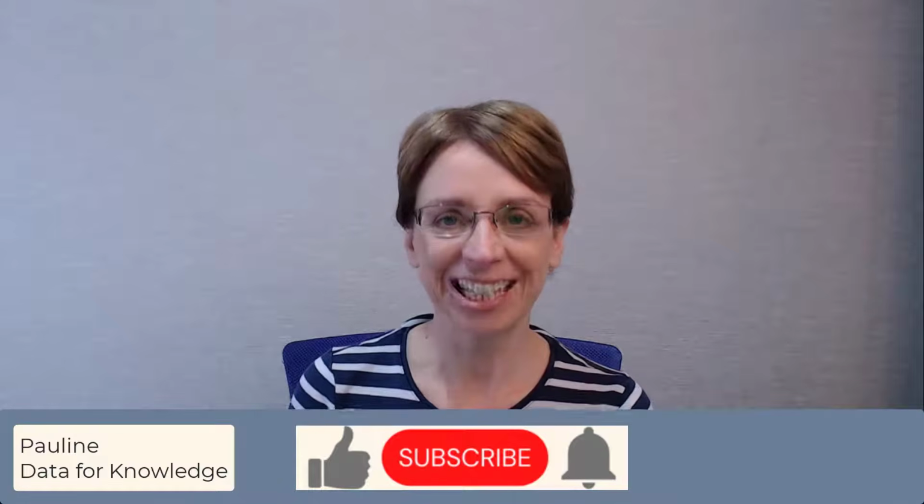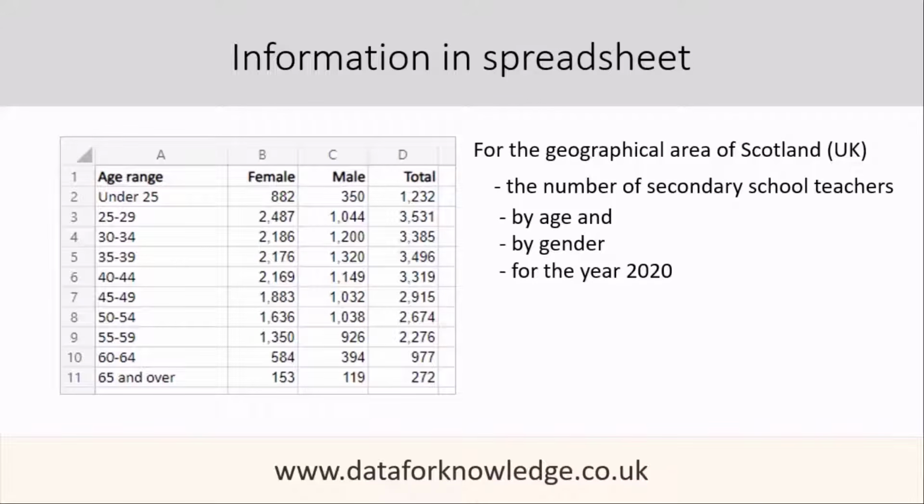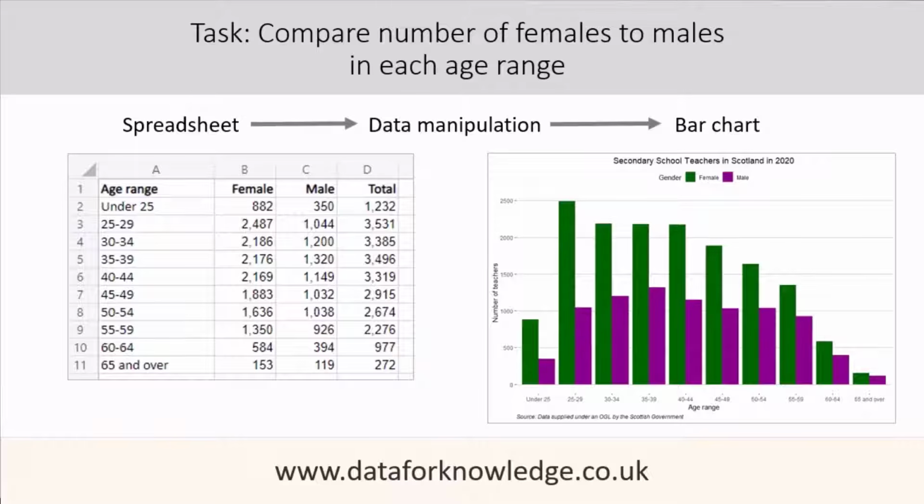Welcome! Here's the scenario. You have been provided with the following spreadsheet, which only contains 11 rows and 4 columns. This spreadsheet contains the number of secondary school teachers by age and by gender for the year 2020 for the geographical area of Scotland in the UK. The task is to compare the number of females to males in each age range, and to do this I will import the data to an R script, do some data manipulation, and then plot the data in a bar chart using the ggplot2 package.